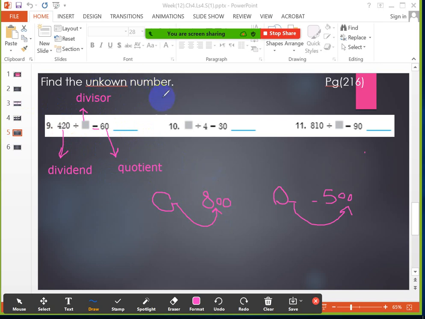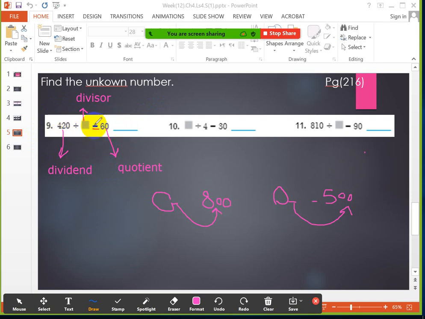So the unknown number here is the divisor. I want to know the divisor, what it is. So how will I know it? Look, the dividend is written here, already written, and the quotient also is written.